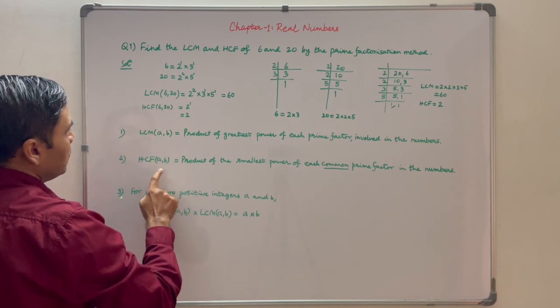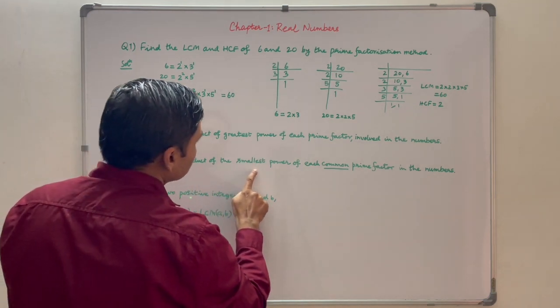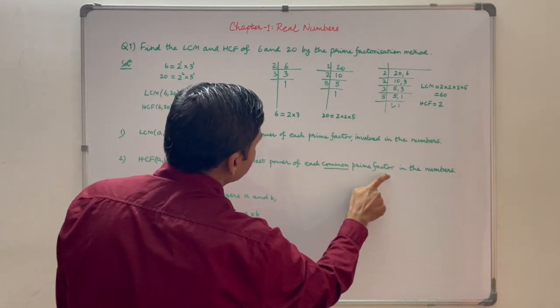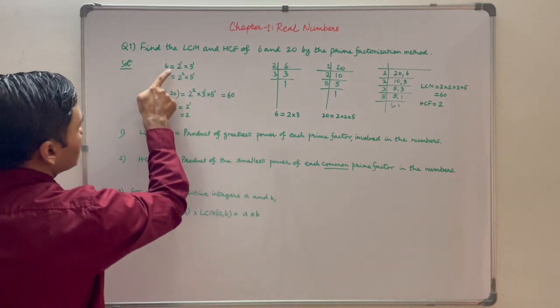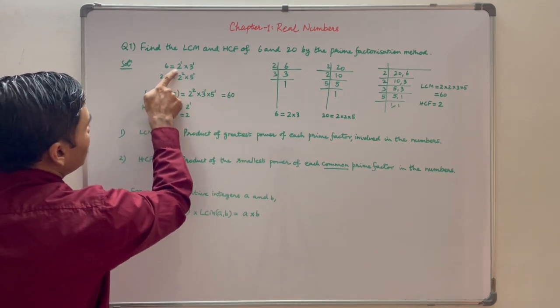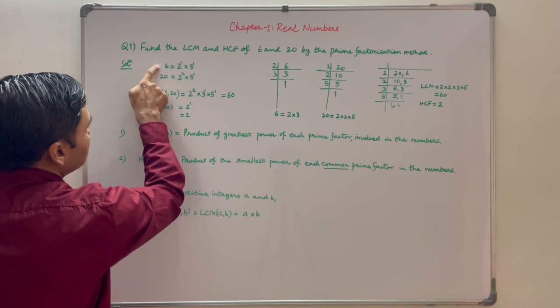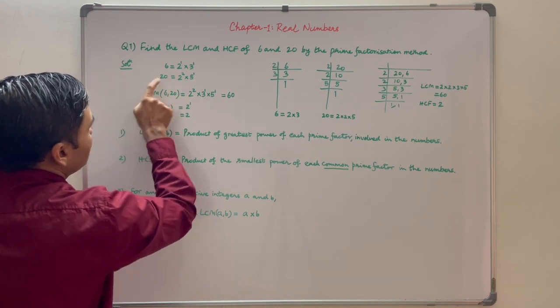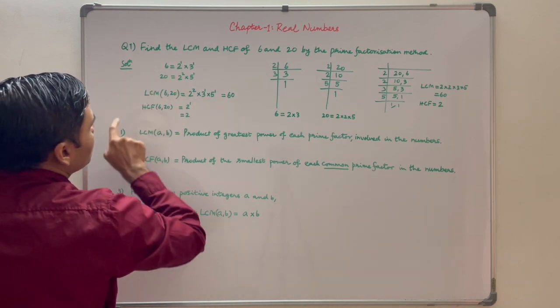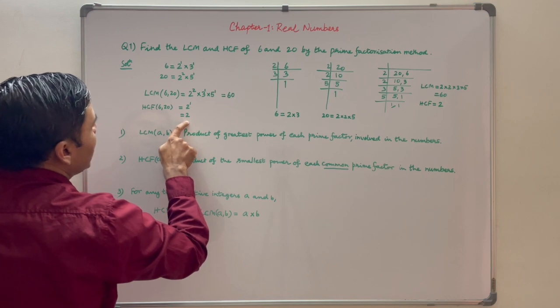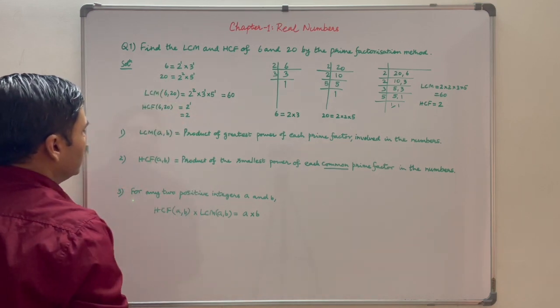Now, let us talk about HCF. So HCF will be the product of the smallest power of each common prime factor in the numbers. So what are the common prime factors? Only 2 is the common prime factor in these two numbers. And what is the smallest power? That is 1. So 2 to power 1, which is 2, will be the HCF of these two numbers.